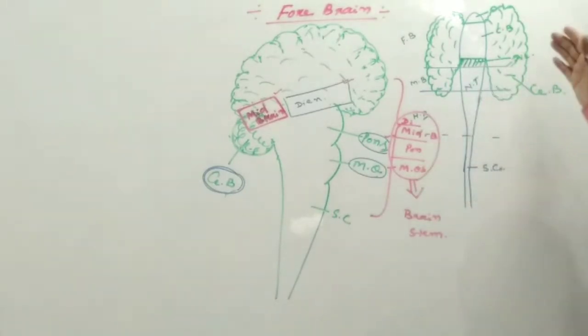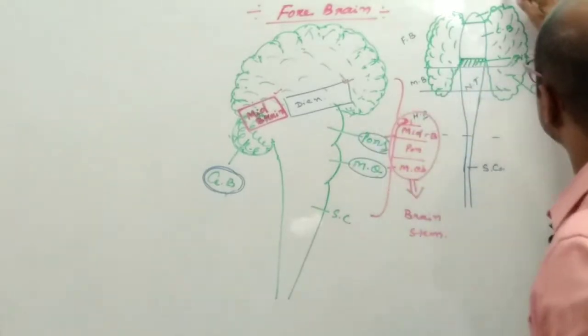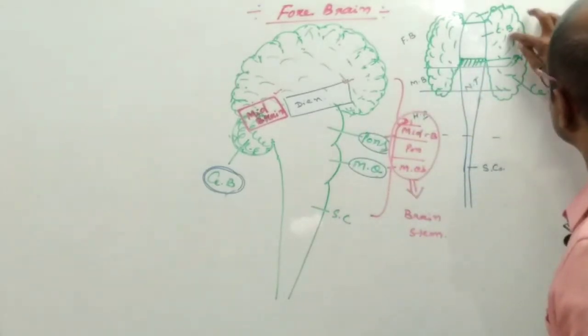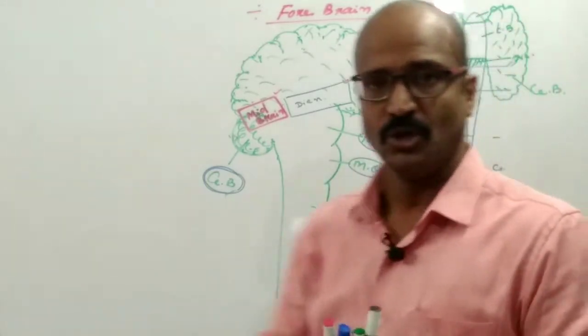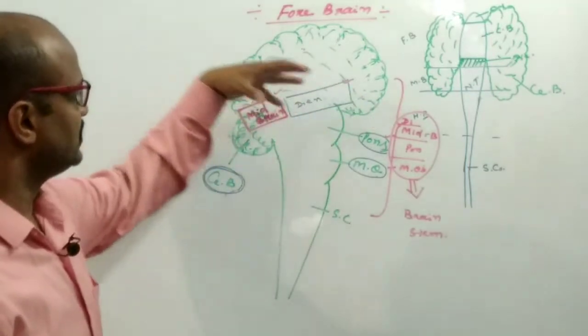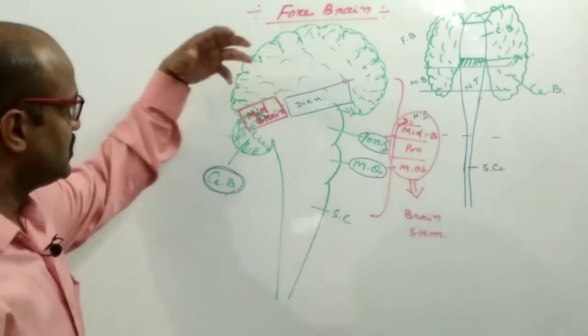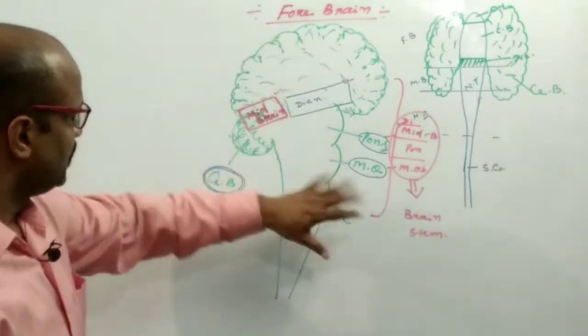So come to the forebrain. The forebrain has three important parts: one is the olfactory lobe, second is the cerebrum, and third is the diencephalon. Out of these three parts, the cerebrum is highly developed and highly grown, and it covers almost all parts of the brain.